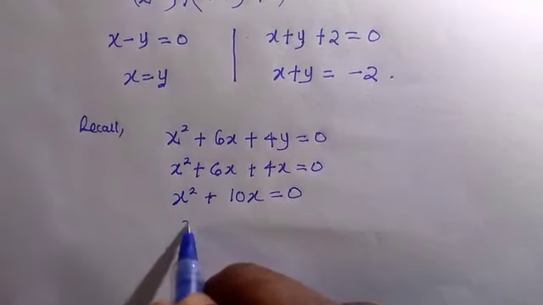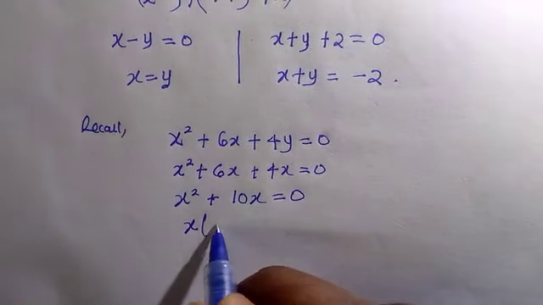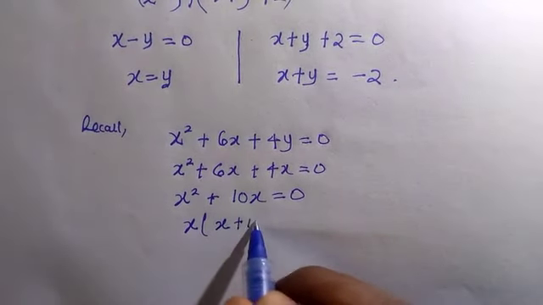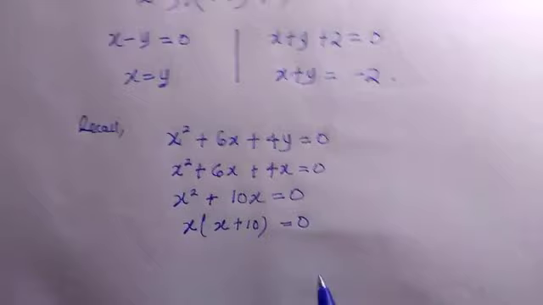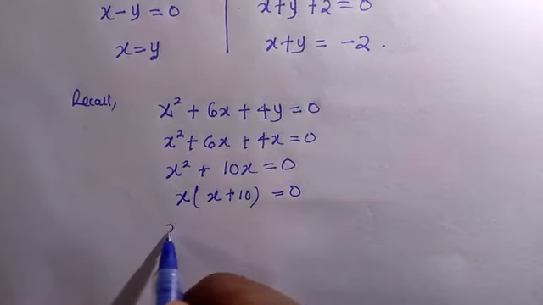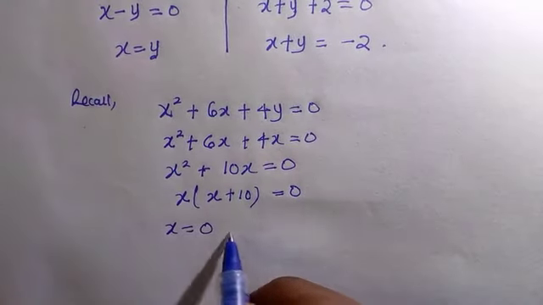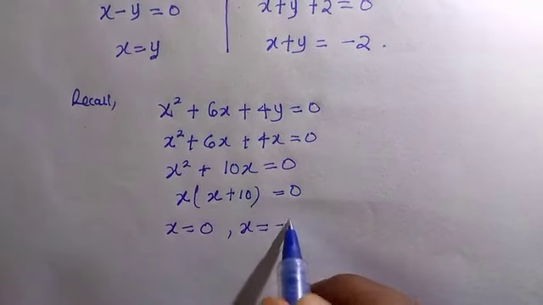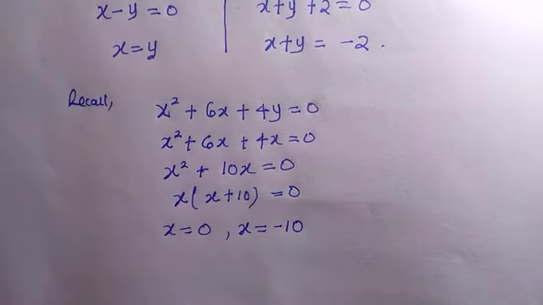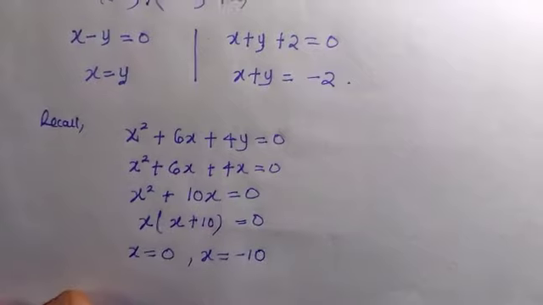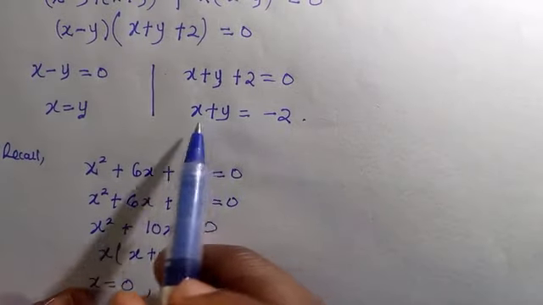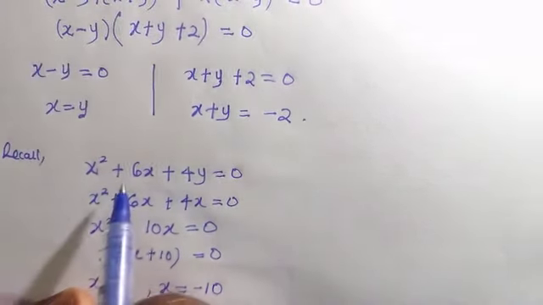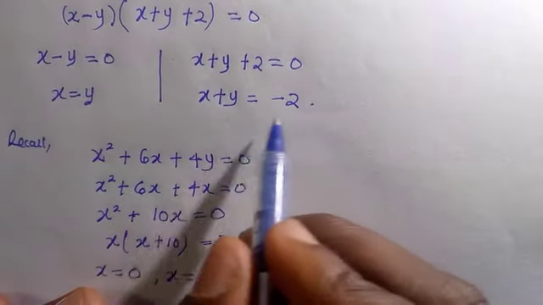And x is common in both. By taking out x, we have x plus 10 remaining, equals 0. Therefore, we can conclude that x equals 0 or x equals minus 10, which are the two roots for x. And we're still going to test for the second one in this same equation for the value of x.